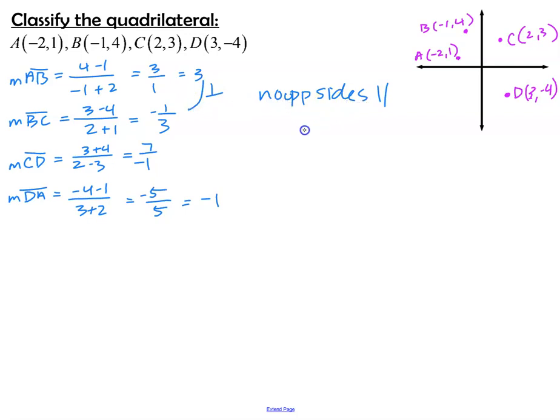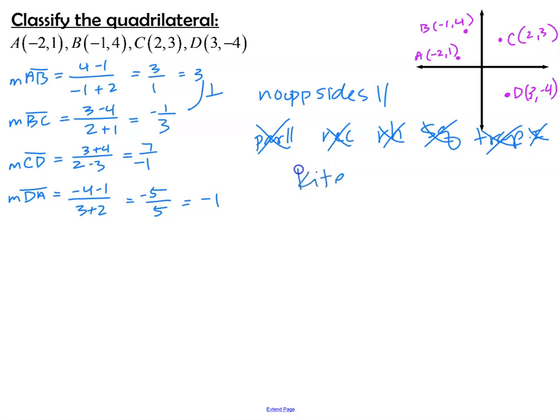So it's just something to note if you notice the numbers, but it doesn't tell us anything. So if we have no opposite sides parallel, that means this is definitely not going to be a parallelogram. This is not going to be a rectangle, it's not going to be a rhombus, and it's not going to be a square. So what are the options we have left? And actually we have no opposite sides parallel, so we can also throw out trapezoid and also the isosceles trapezoid. So the only options we have left are kite or just a generic quadrilateral.